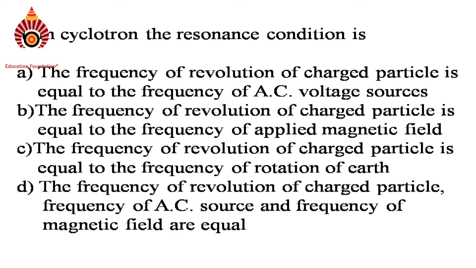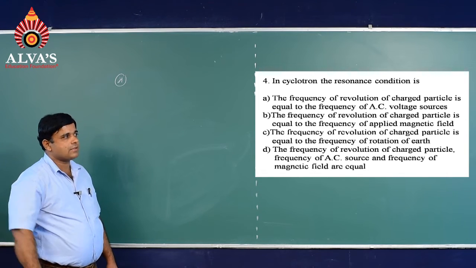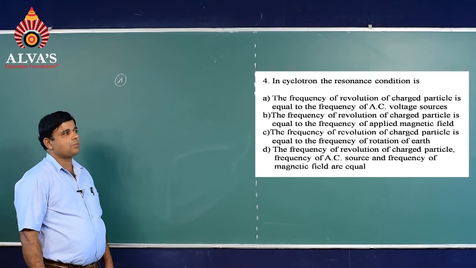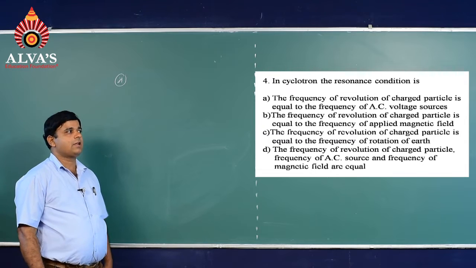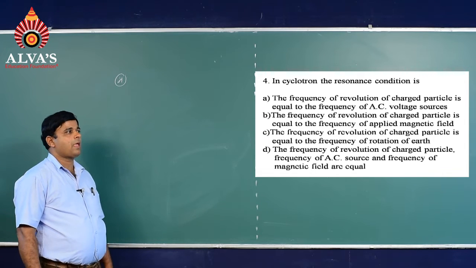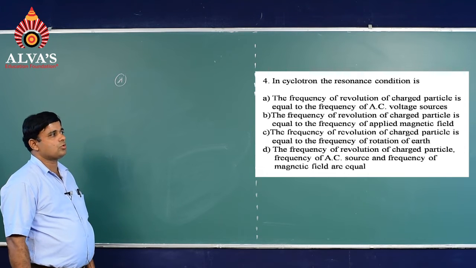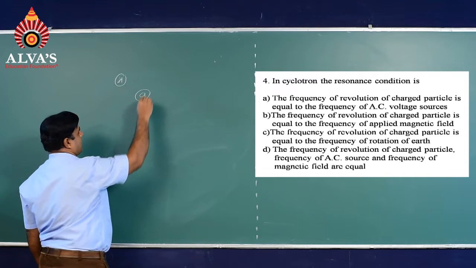In cyclotron, the resonance condition is. So, in case of cyclotron, you have to adjust the frequency of the applied AC such that charged particle should move in the circular path within the disc. That is possible only when frequency of applied AC equal to frequency of revolution of the charged particle. So, the answer is A.